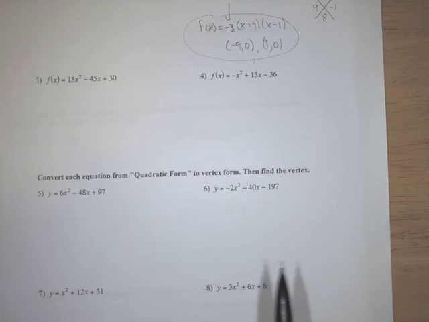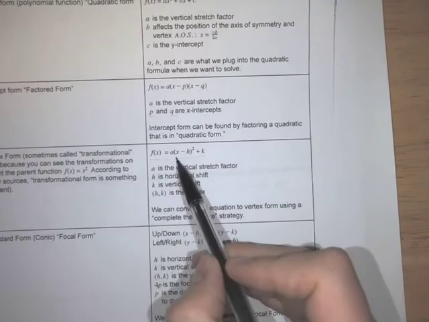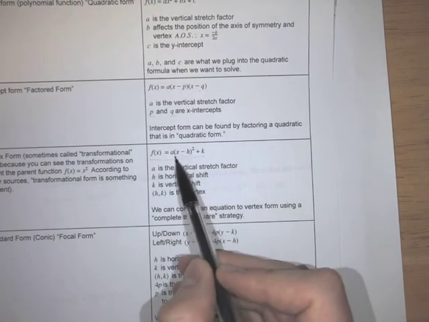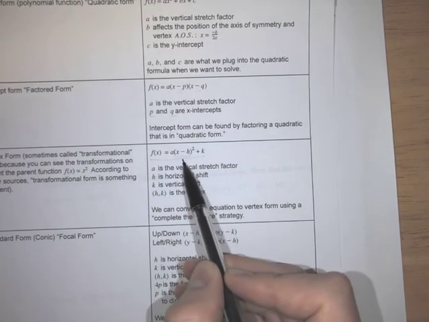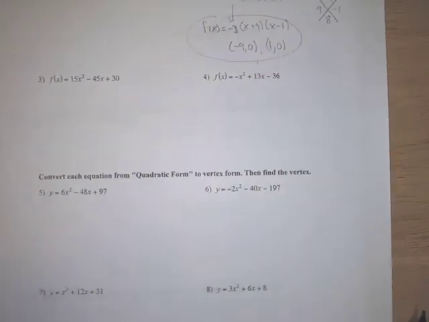Okay, so putting this in vertex form, we're going to use a complete the square strategy, because we want something that looks like a binomial squared. And if we're going to have something that looks like that, we're going to have to complete the square. So let's do that.